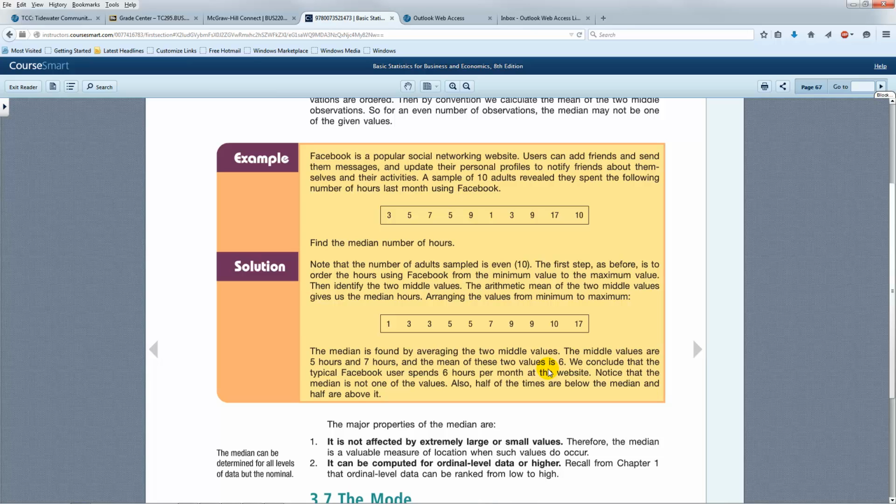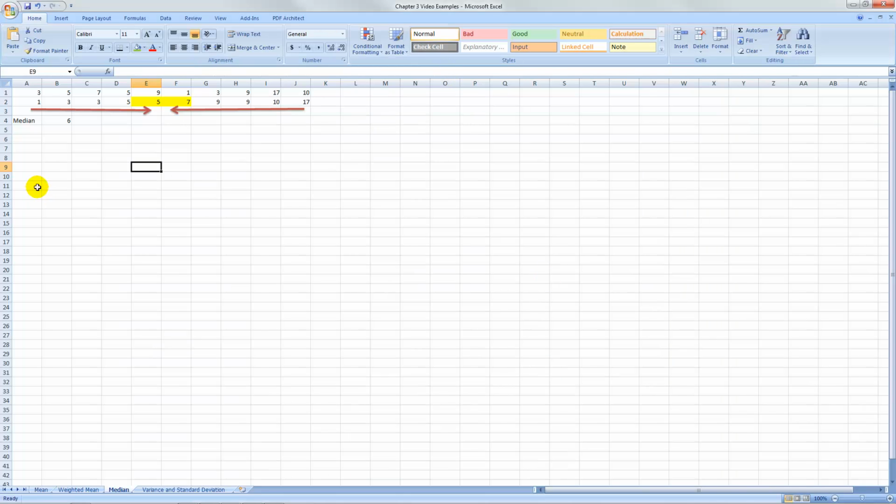It says Facebook is a popular social networking website. Users can add friends and send them messages and update their personal profiles to notify friends about themselves and their activities. A sample of 10 adults revealed they spend the following number of hours last month using Facebook. So in calculating the median, there's one thing that you have to keep in mind, because you're looking for the midpoint of the numbers. When we transfer those numbers into Excel, we type them right here on this first row: 3, 5, 7, 5, 9, 1, 3, 9, 17, 10.